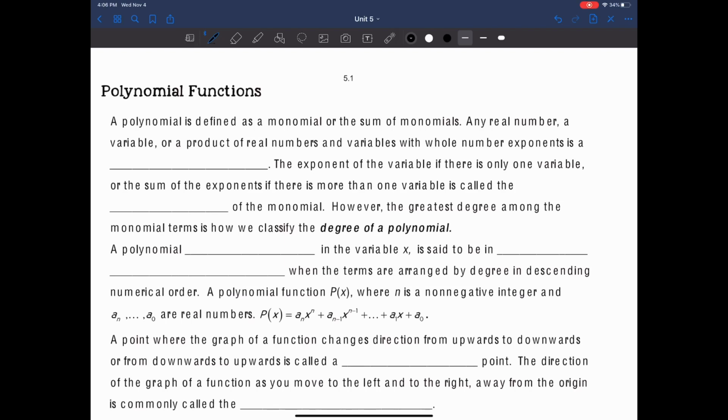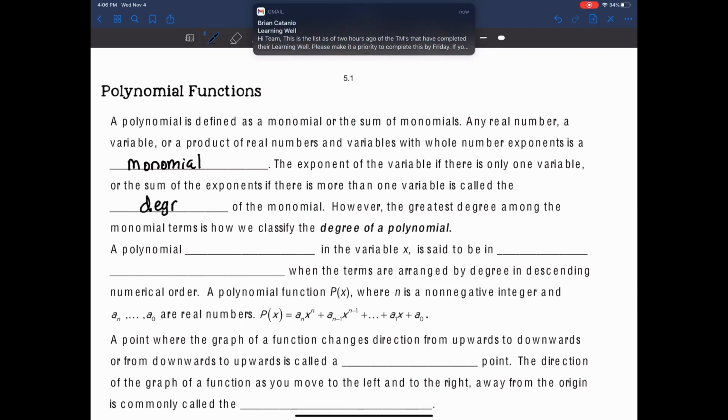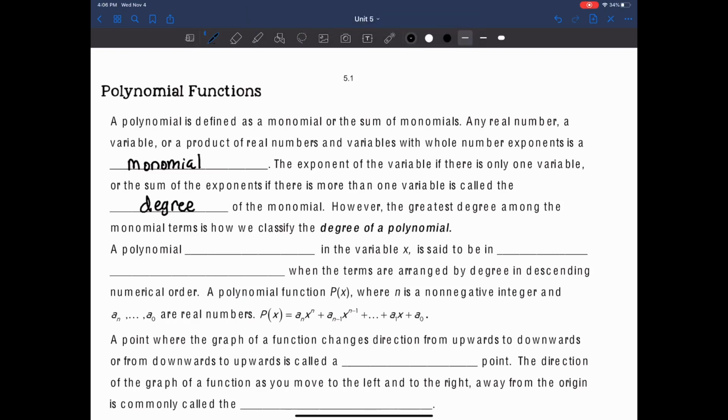So a polynomial is defined as a monomial or the sum of monomials. Any real number, a variable, or a product of real numbers and variables with whole number exponents is a monomial. The exponent of the variable, if there is only one variable, or the sum of exponents, if there is more than one variable, is called the degree of the monomial. However, the greatest degree among the monomial terms is how we classify the degree of a polynomial.